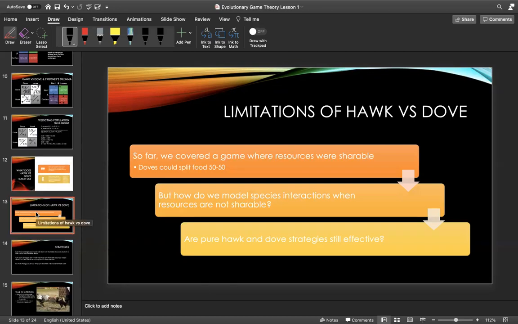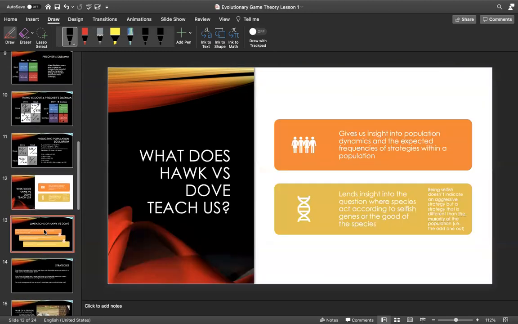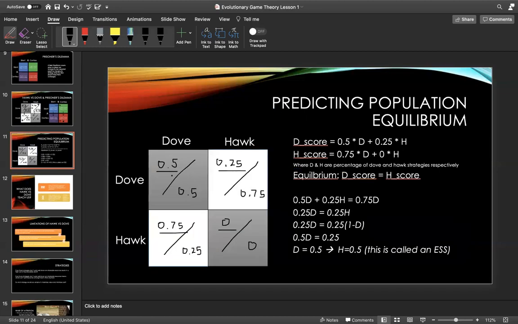I think doves, because... so wait, what do you mean by not shareable? So say in this scenario, thank you for the clarification. In this scenario represented, doves could share the resource, right? That's why they got half and half, right?